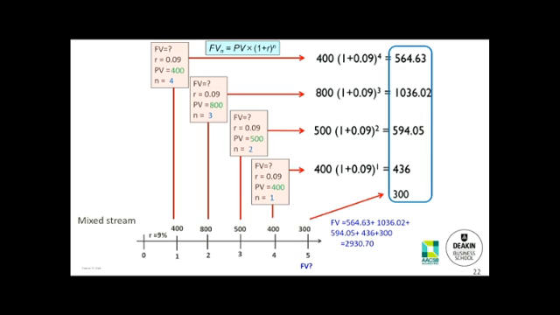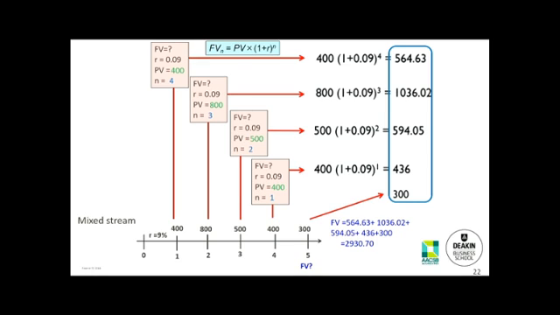You will then work out the future value of this cash flow stream, which is about $2,930. Does this make sense for you? That's how it works. For a mixed stream of cash flow, you can always do it in this way. Any questions up to this stage?